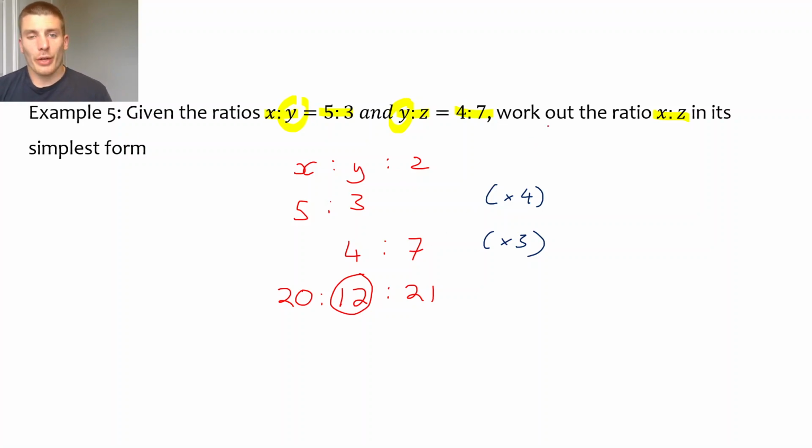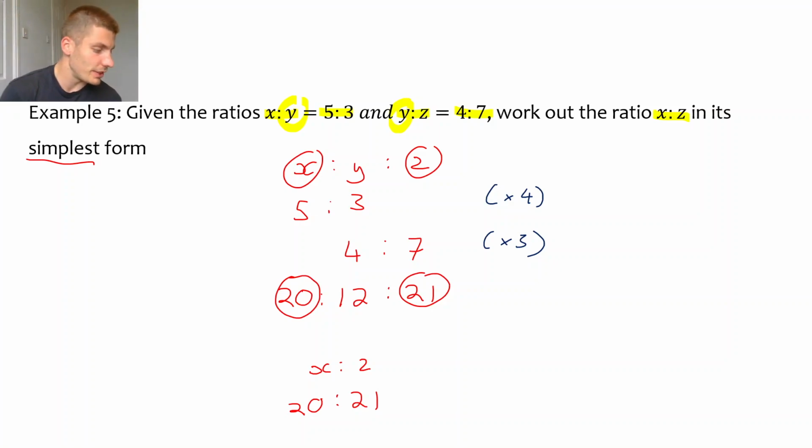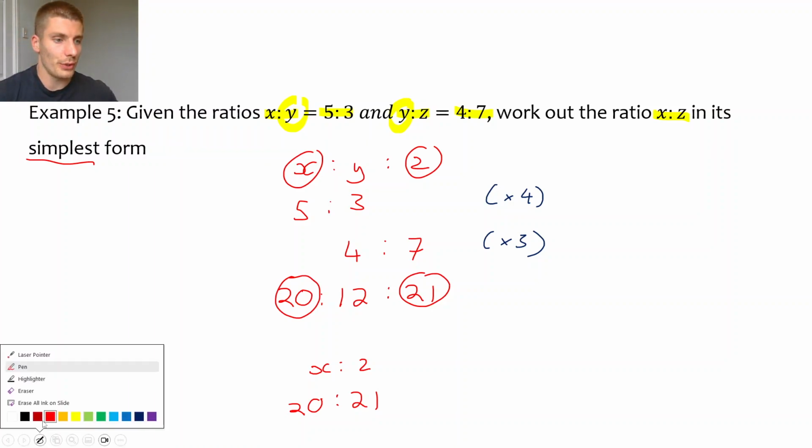But the question is saying work out the ratio of x to z. So we're looking at x to z, which is going to be 20 to 21. So x to z is 20 to 21. The question does say give your answer in its simplest form, but is there an integer other than 1 that you can divide through by here? There isn't. So the answer is simply going to be 20 to 21, and that is it.